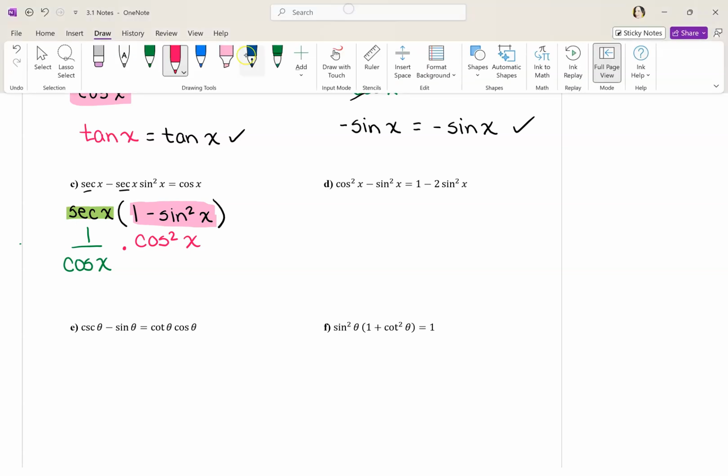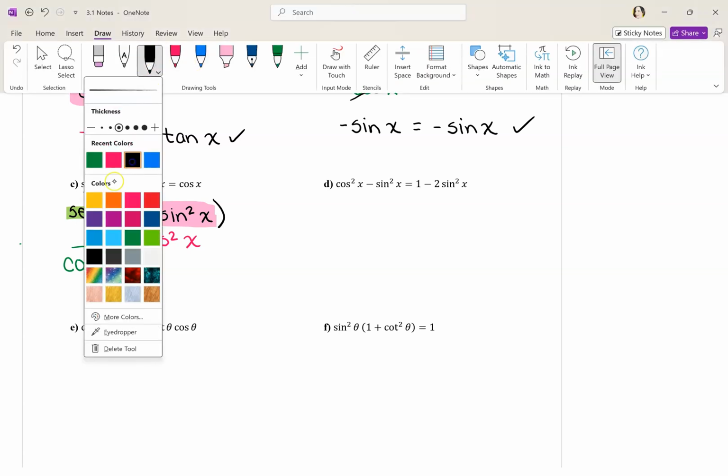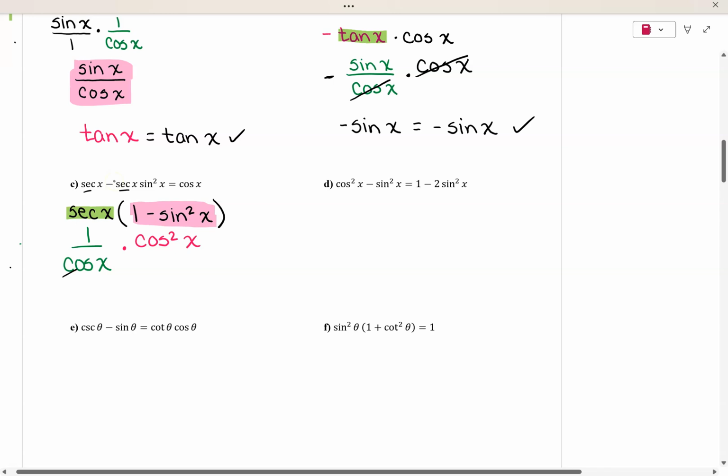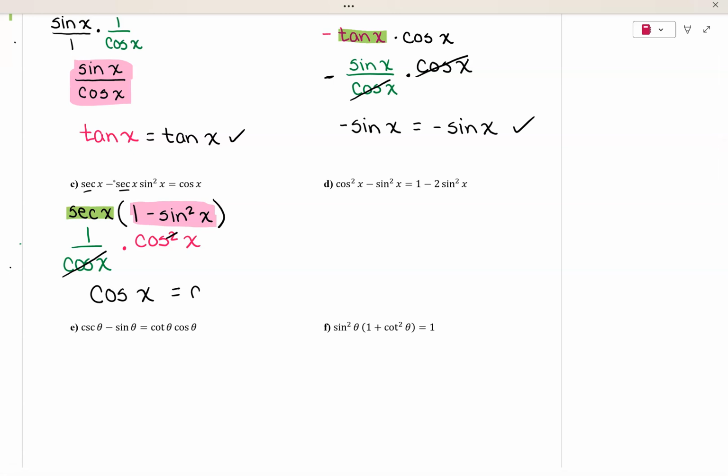So notice if we were to multiply these, 1 cosine on the bottom will cancel with 1 cosine here. So we get cosine x equals cosine x. So we got it. So this one took a little bit of factoring, changing, and then reducing. Okay? So let's go look at D.